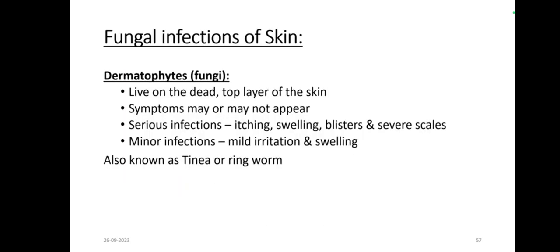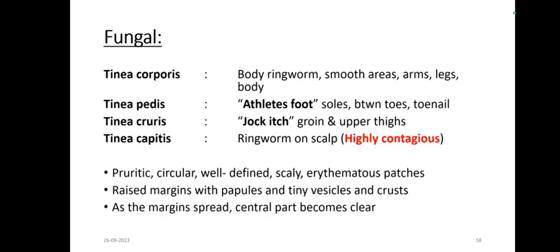Now comes fungal infection, which is due to dermatophytes, fungi. Tinea is the common name we give. Itching, swelling, blisters, and severe scale formation will be there. These are the characteristic features of a chronic serious infection. But in very mild cases, there will be just a little itching with irritation and swelling. So it depends upon the body part.